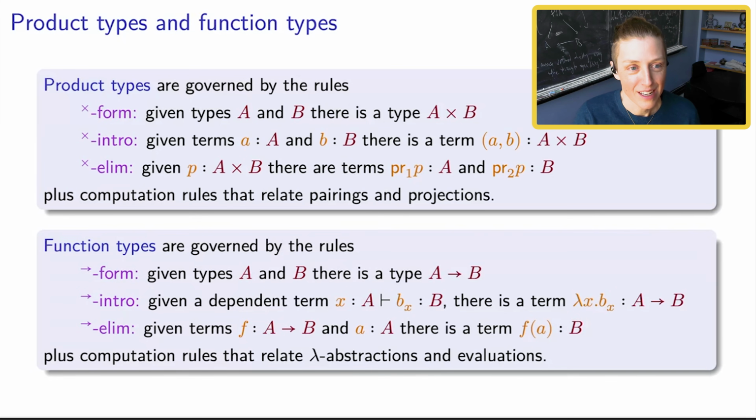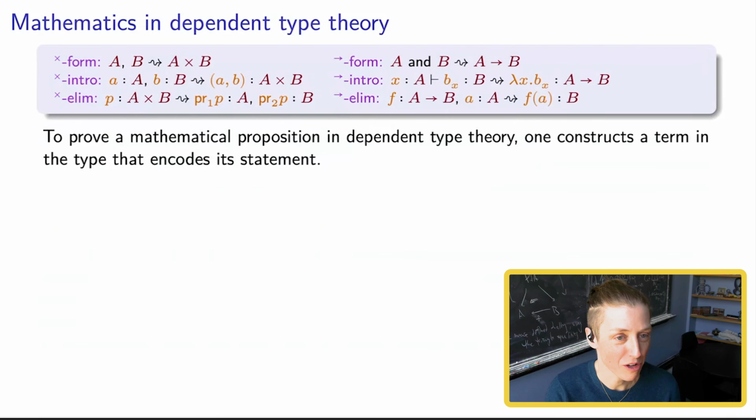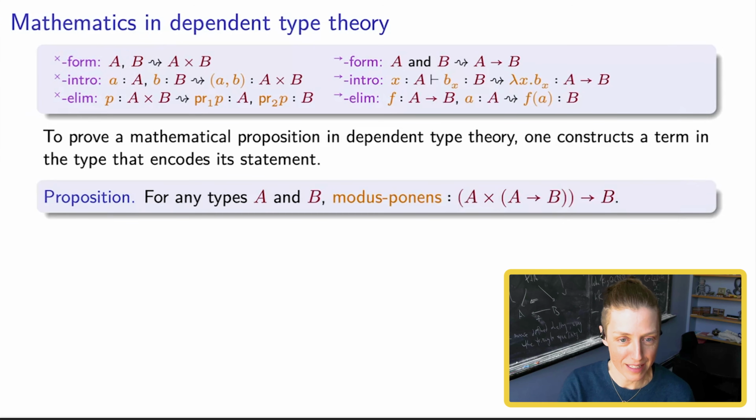Okay. So those rules are hard to remember, so I've put them again at the top of the slide. And what I want to illustrate now is this idea that I introduced at the outset, which is that to prove a mathematical proposition in dependent type theory or in homotopy type theory, what you do is you construct a term in the type that encodes its statement. So here's an example of this.